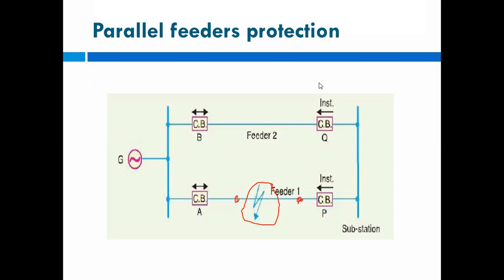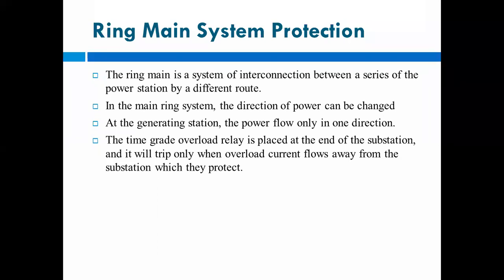Now the third point is the ring main protection system. So what is this ring main protection system? In the previous two systems that we have seen, there is only one generating station and we cannot change the direction of the power flow. Power flows only in one direction for the first system. For the second system, that can be changed.